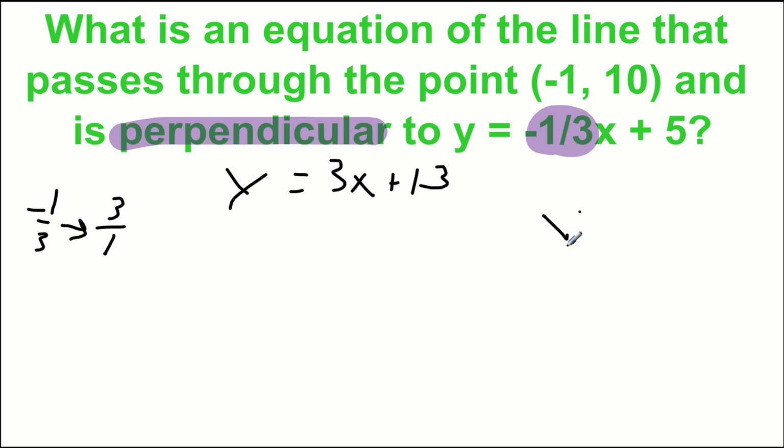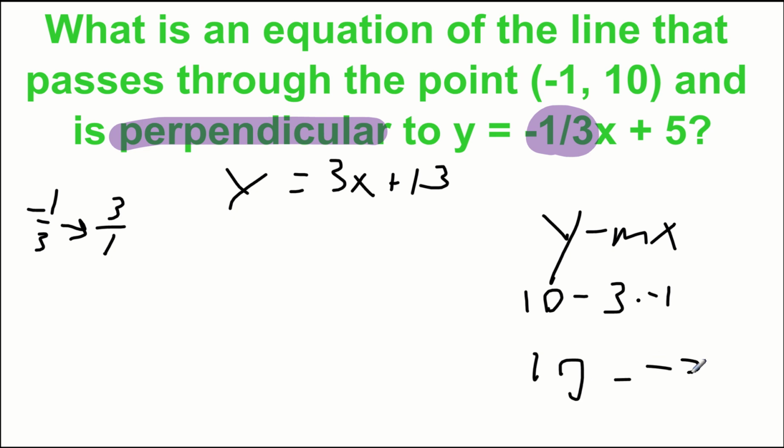To get the y-intercept, we do y minus mx. Y value is 10. Slope's 3. X is -1. We've got 10 minus -3. And this is where some of y'all were having a harder time with it yesterday. You've got to do same change then. That becomes 10 plus 3, which gives us that 13. Okay?